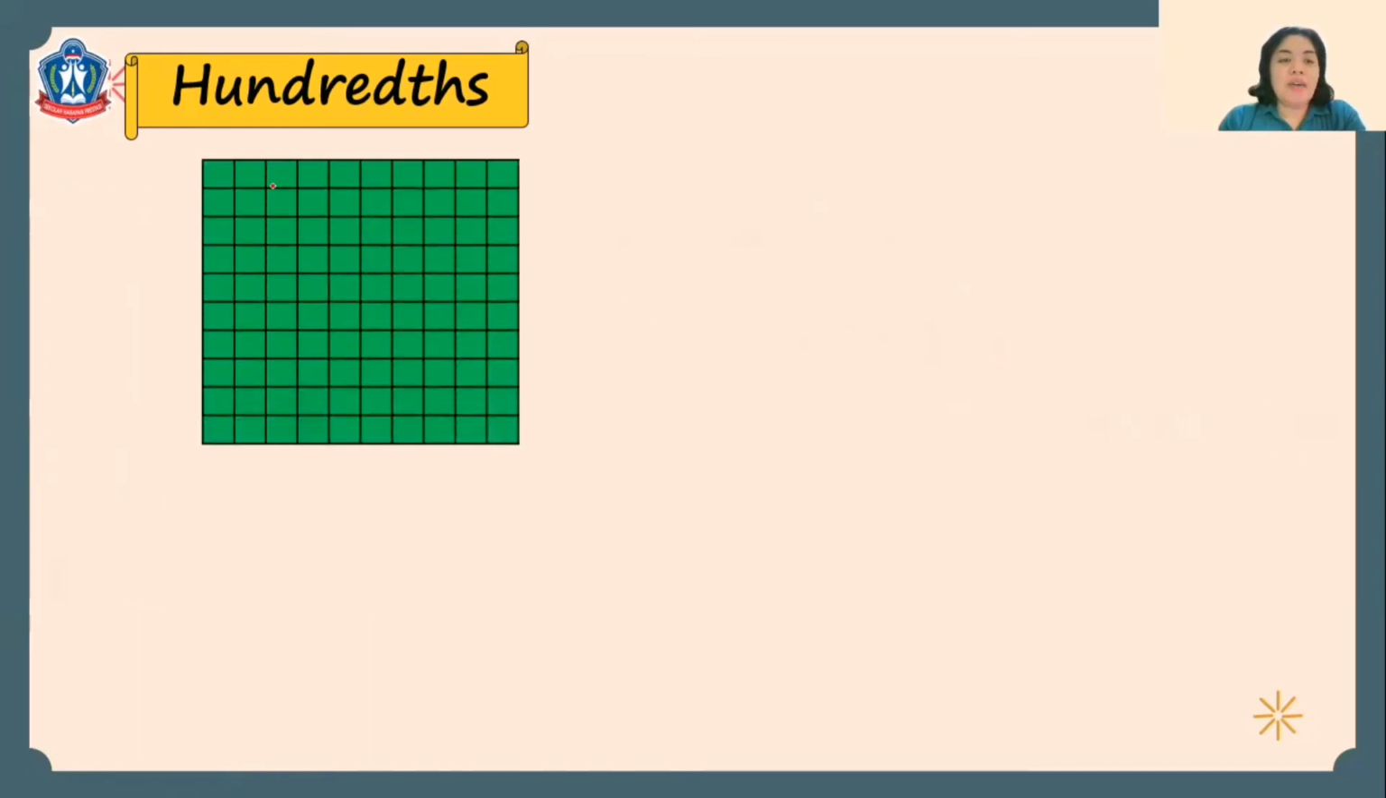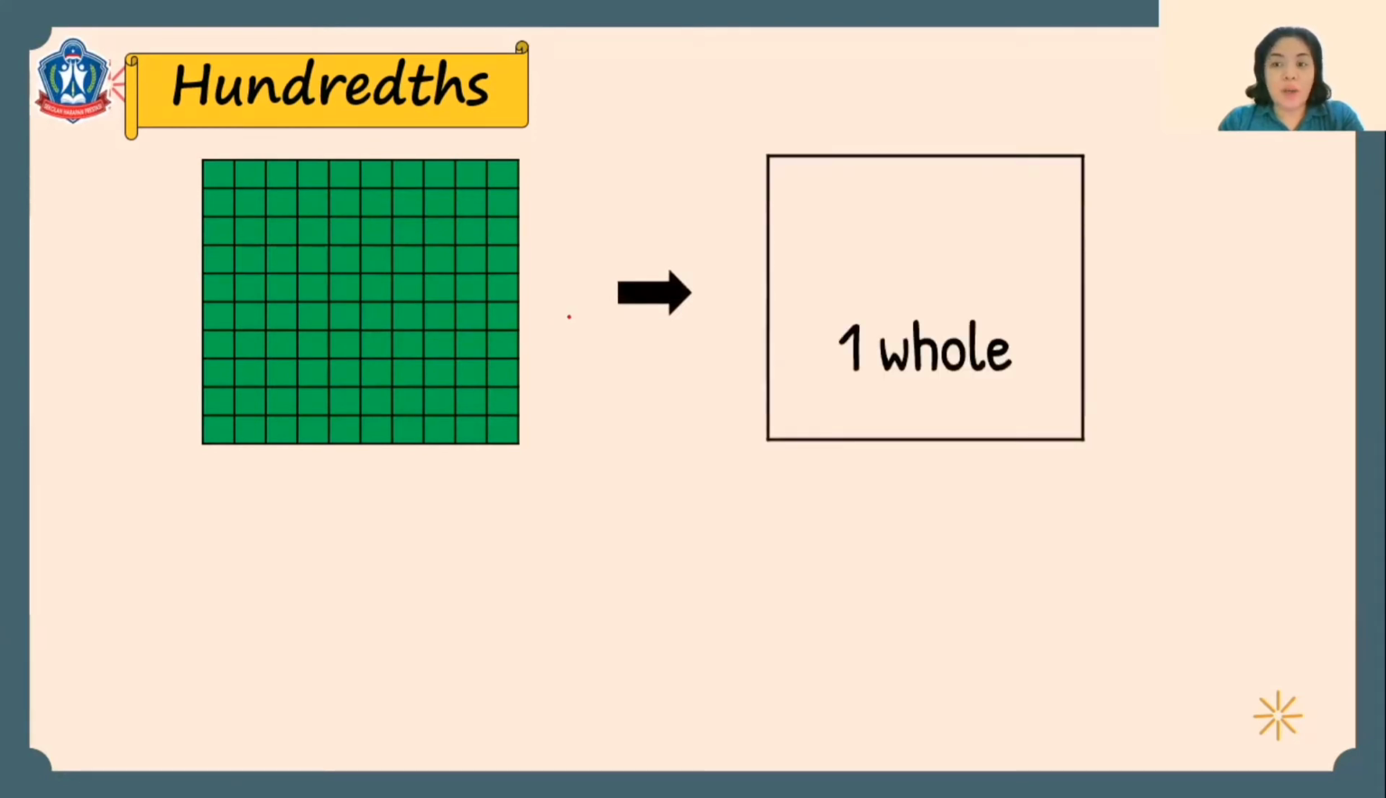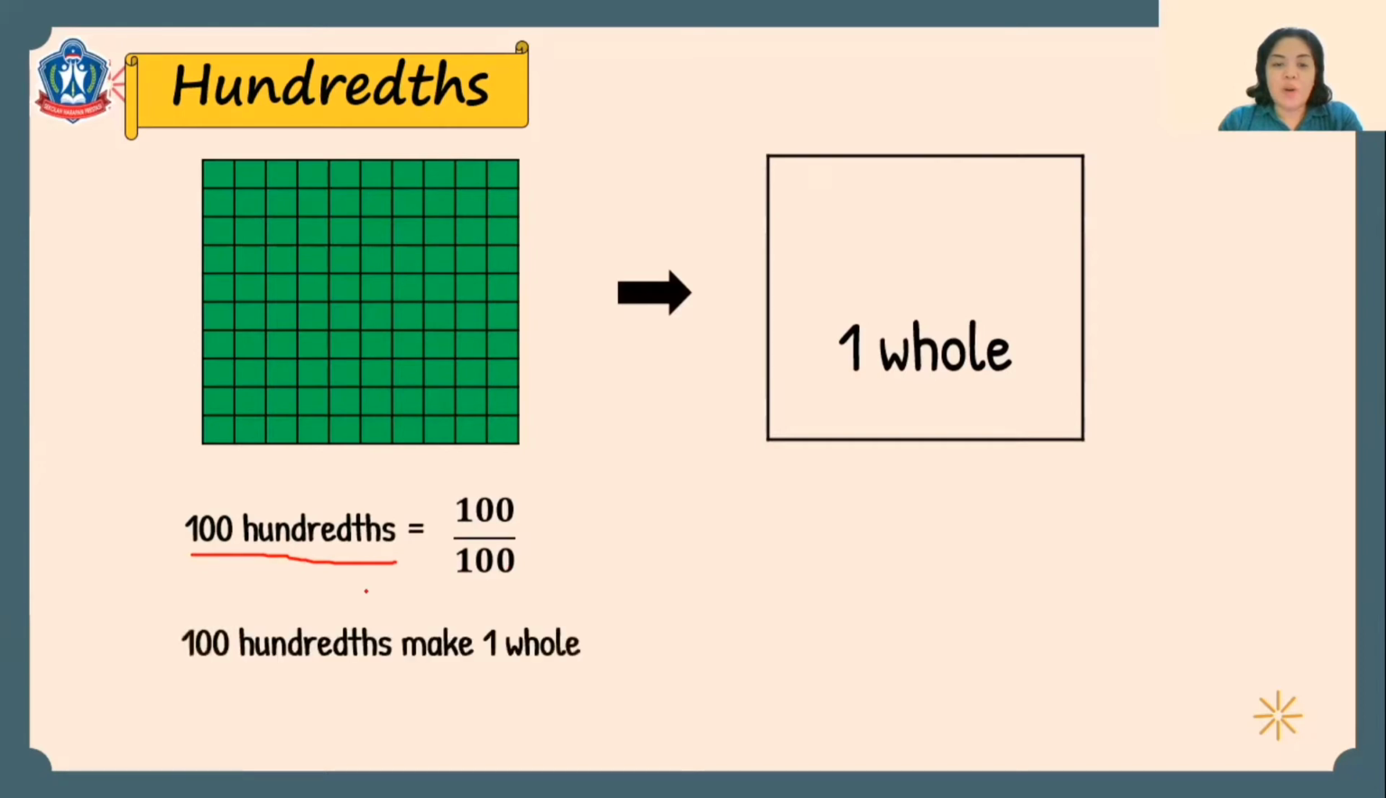Next, I have here a full one. This is 100 hundredths because all are shaded with green. So this is equal to one whole. Remember, children, 100 hundredths is equal to 100/100, or one whole. So again, 100 hundredths make one whole.